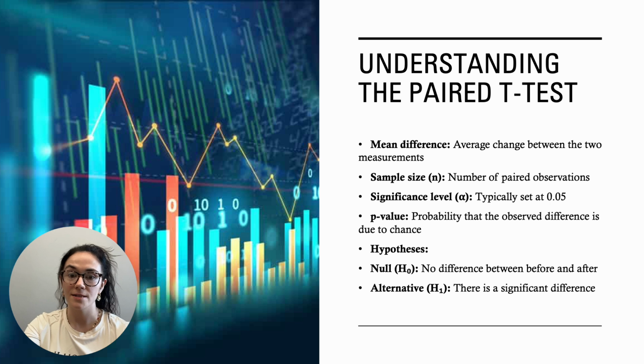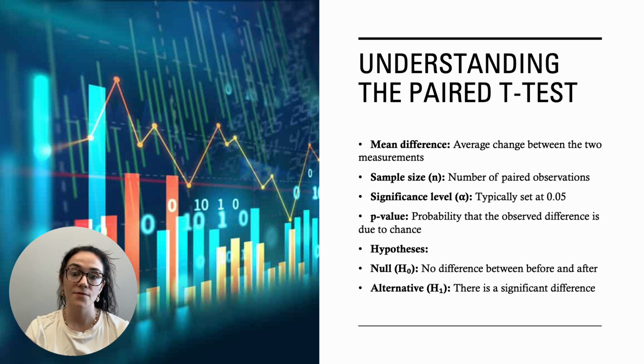Then we have the sample size, usually represented by n. This tells us how many paired data points we're working with. In other words, how many subjects had both a before and an after measurement. A larger sample size gives us more statistical power, meaning we're more likely to detect real effects when they exist and less likely to make errors due to random variation.